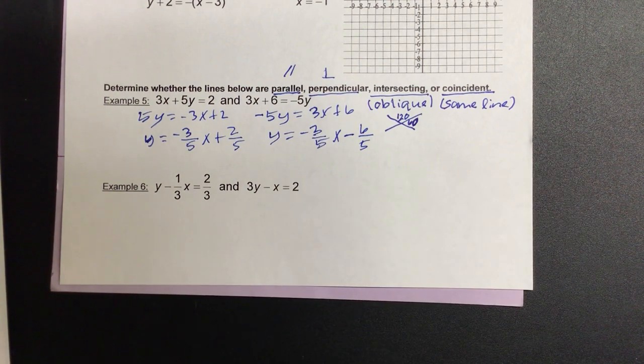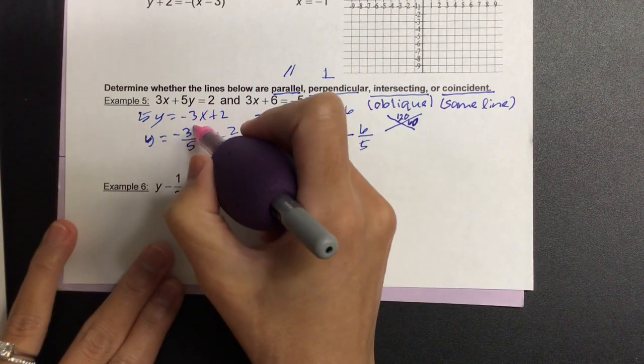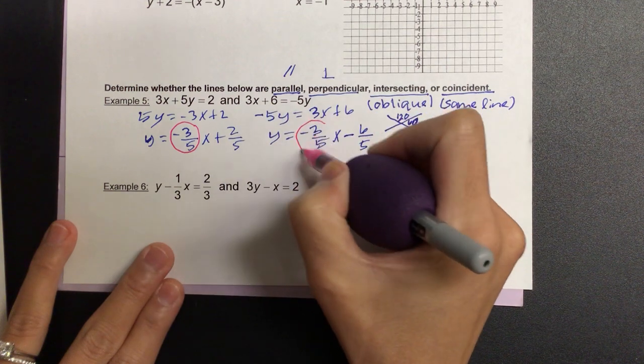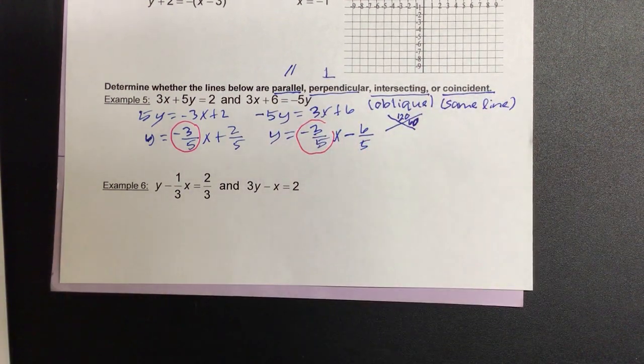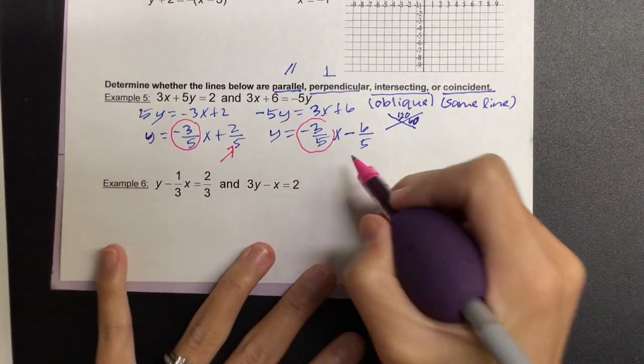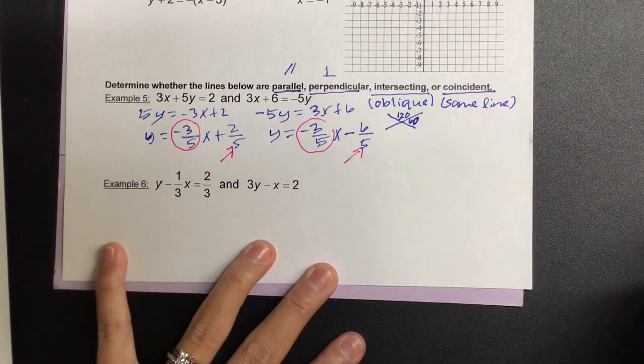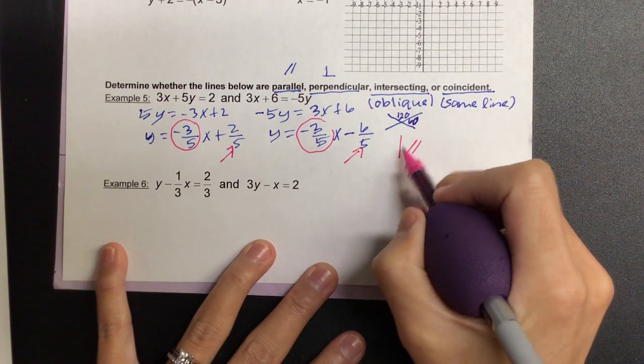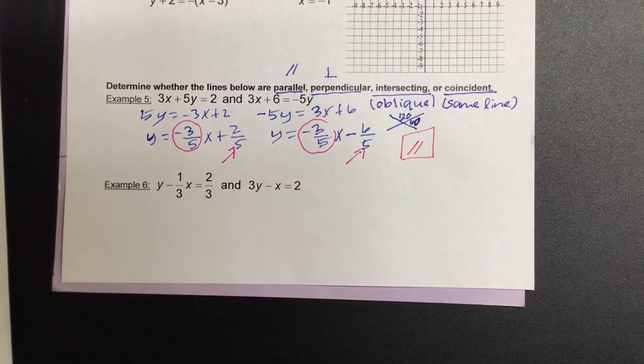So let's see what's actually happening here. We have the same slope. So that means it's either parallel or they're exactly the same, right? But do I have the same y-intercept? No. So therefore, this one is simply what to each other? Parallel. Because parallel lines have the same slope, but different y-intercept. If it has the same y-intercept as well, it'll be coincident.